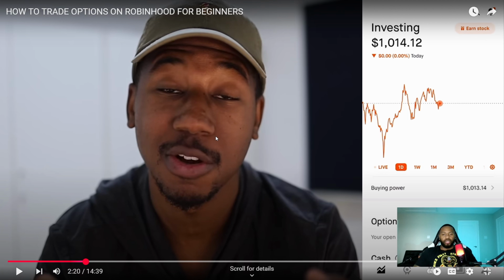You can only trade options during the New York session, which is 9:30 Eastern time to 4 p.m. Eastern time. You can only trade options during those time periods. You can hold the option until the next day and start trading again during that same time period. But yes, you can only trade options through that New York open and close session.